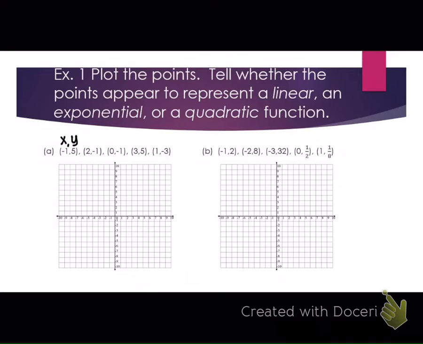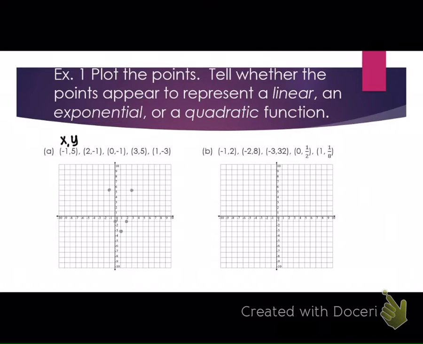So we start with (-1, 5). We go left to -1 and we go up to 5. For (2, -1), we go right to 2 and down to -1. For (0, -1), we stay in the center because our x coordinate is 0, so we don't go right or left. We just go down to -1. For (3, 5), we go right to 3, we go up to 5. And for (1, -3), we go right to 1 and down to -3.